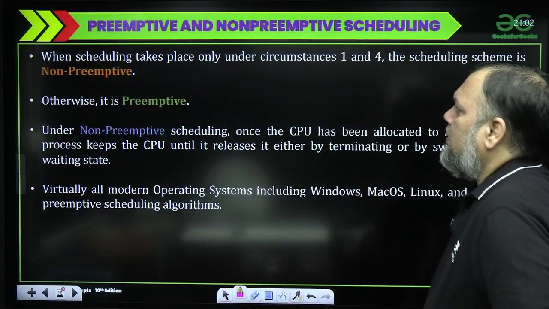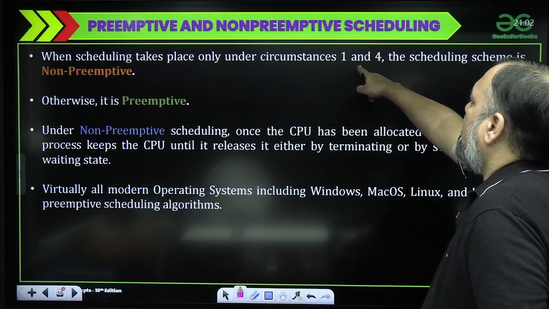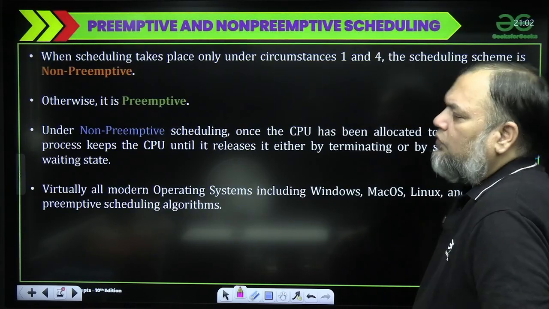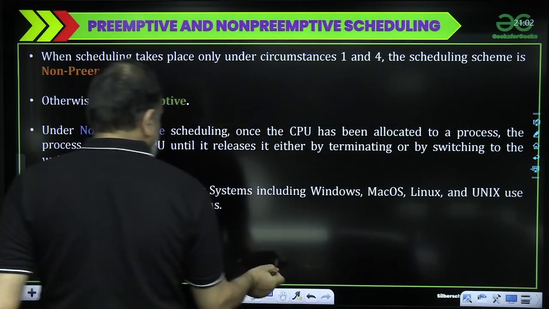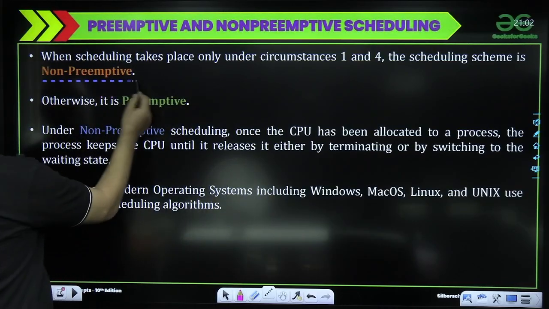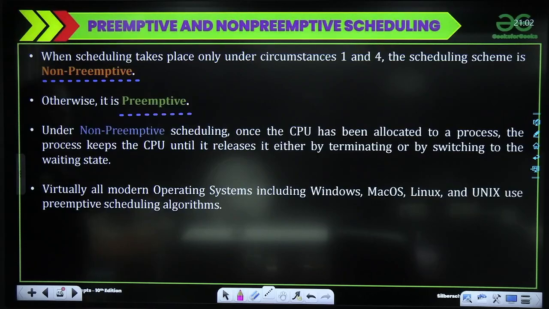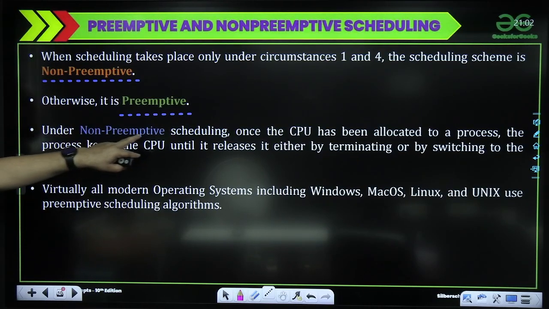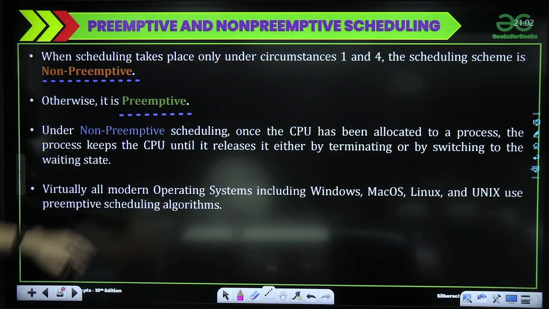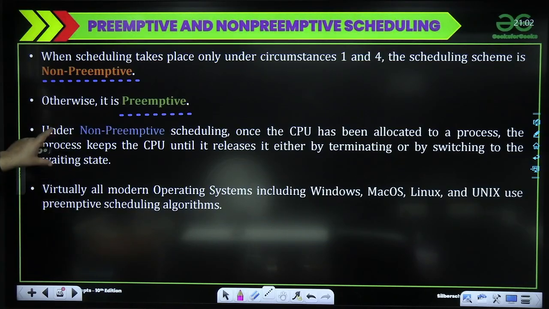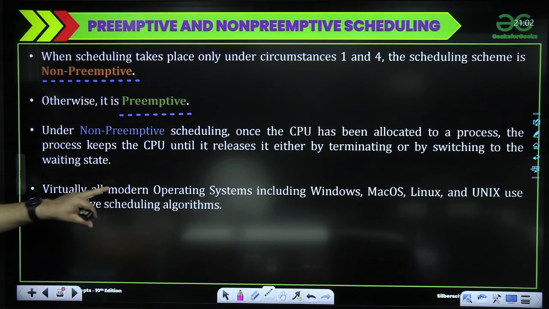When scheduling takes place under circumstances 1 and 4, the scheduling scheme is known as non-preemptive. Check it. In case of 1 and 4, it is called non-preemptive, otherwise it is preemptive. So boys and girls, this is a very important point. Do also remember that under non-preemptive mode, once the processor has been allocated to a process, the process keeps the CPU until it releases it either by terminating or switching to the waiting state. This is non-preemptive. And virtually all modern operating systems, including Windows, Mac OS, Linux and Unix, use preemptive scheduling algorithms.